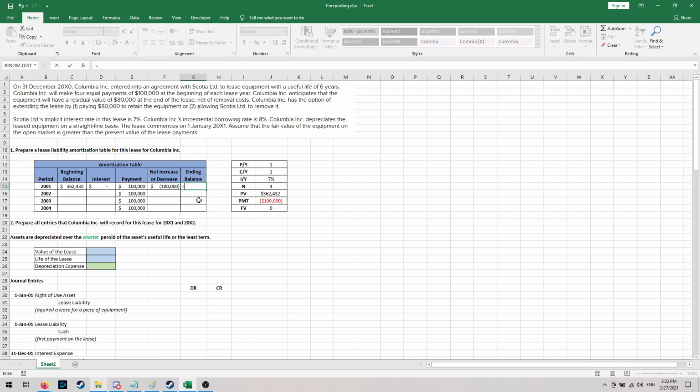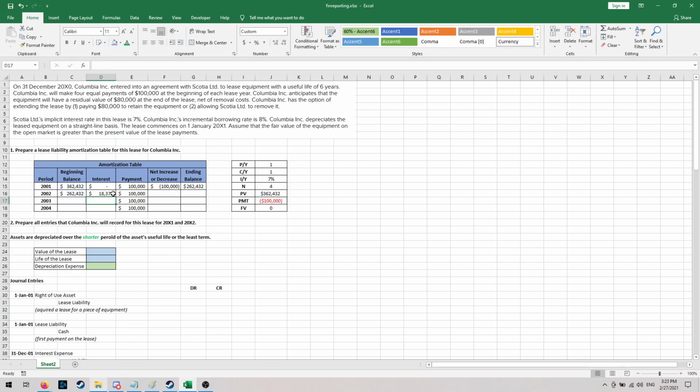meaning our ending balance is going to be our beginning balance plus our net increase or decrease. And we know that our ending balance will be the beginning balance of the next period, so we can just link these together. So now, our interest expense is going to be 7% of the amount we still owe. So we can do that quite easily. We can press equals, and we can multiply our balance by our interest rate.